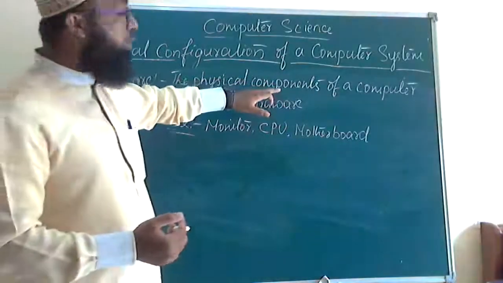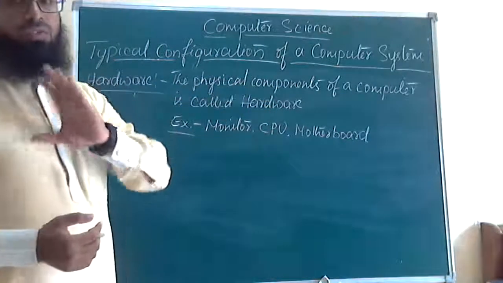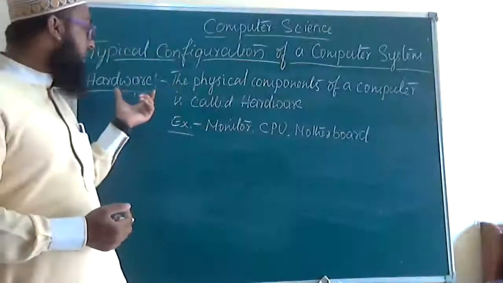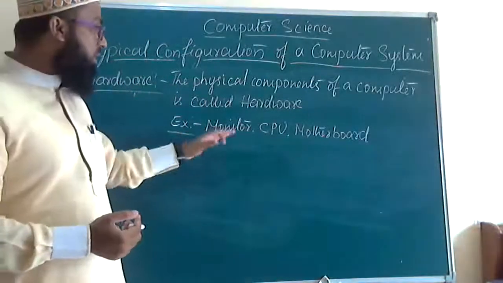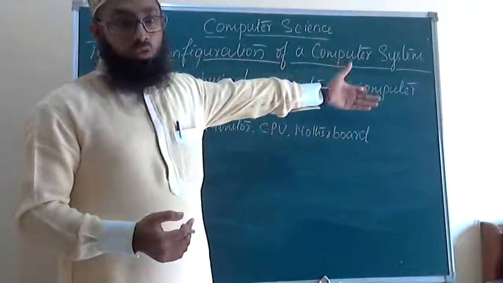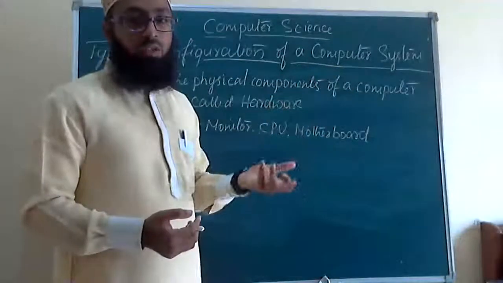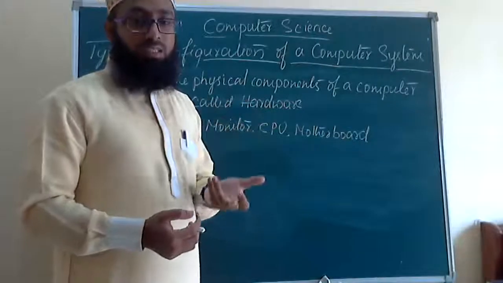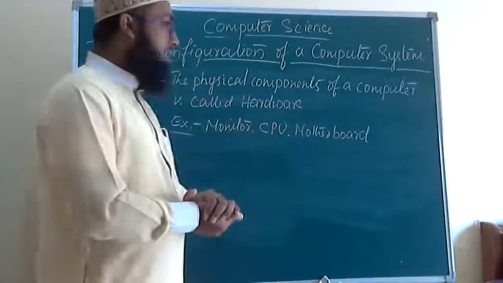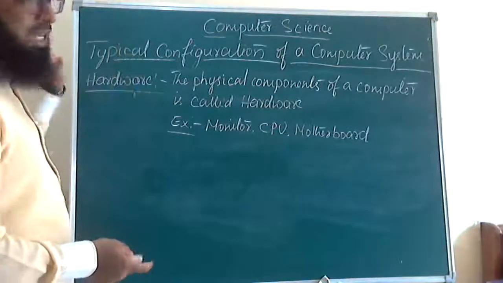The physical components mean the components which we can touch. Those components are completely called hardware. Examples for this are the monitor, CPU, motherboard, and so on. And many more: mouse, keyboard, speakers, hard disk, webcam, many things are there. Those are called hardware.